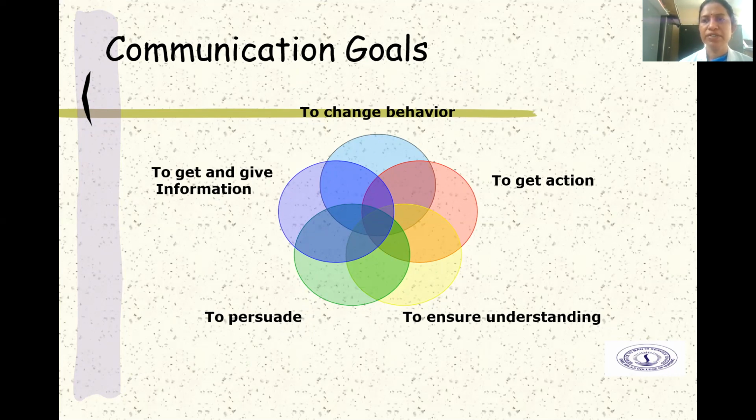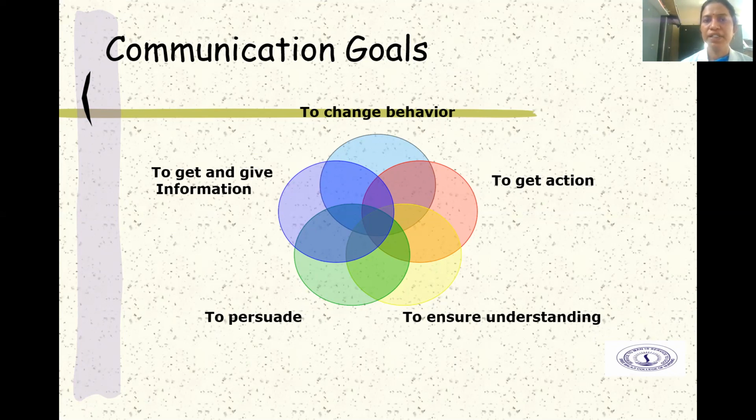Next is to ensure understanding. When we communicate, we should make sure that the other person to whom we are speaking has clearly understood without any assumptions or any confusions. Then, when we communicate, we also want the other person to understand us and to act on our communication. So we need some implementation also when we communicate. So when we communicate, we expect the other person to act accordingly, based upon our communication.